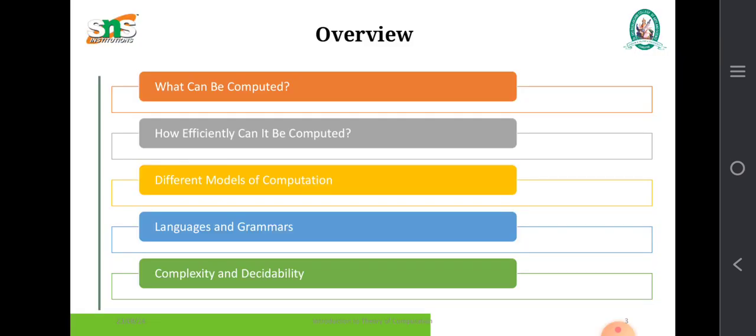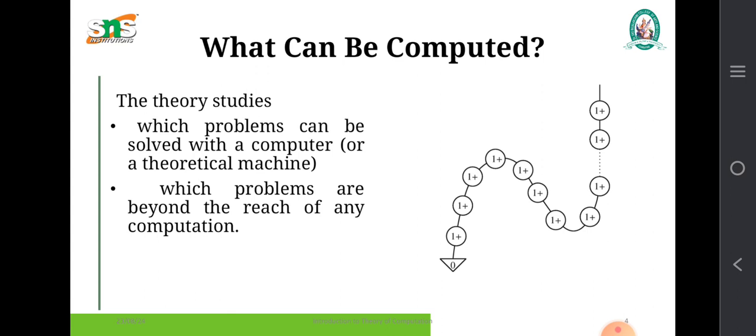Next, the overview we are going to see: what can be computed, how efficiently it can be computed, different models of computation, languages and grammars, complexity and decidability. So, what can be computed? Here, the problem which the computer can solve, the system has to decide. The theory studies which problems can be solved with the computer or which problems are beyond the reach of any computation. So it has to first find out whether that problem can be solved.